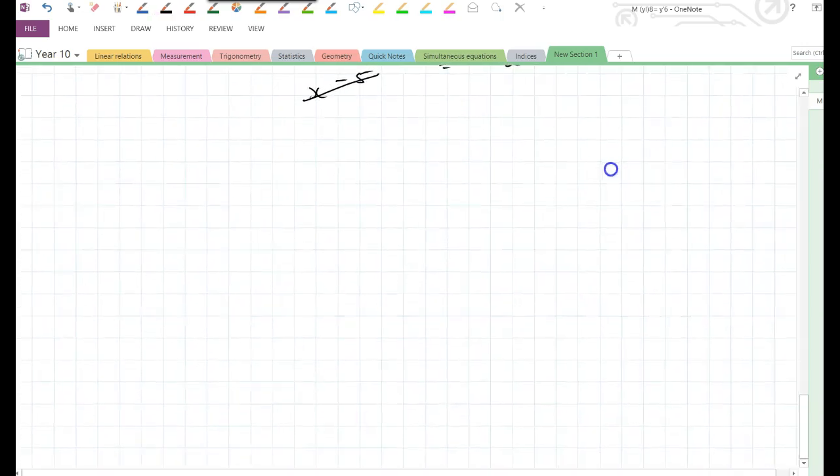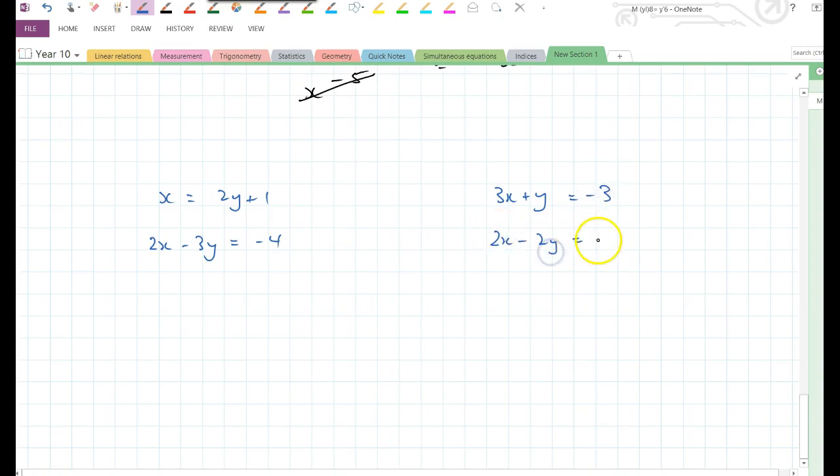One other thing I just wanted to look at was simultaneous equations, and just have a look at two different types. So I'm going to put a couple down. I'm going to write x equals 2y plus 1. So what we're doing is solving simultaneously here, and then maybe 2x minus 3y equals minus 4. Okay, so just have a look at that one and then see how that differs from the one I'm putting down here. 3x plus y equals minus 3, and 2x minus 2y is equal to minus 10.